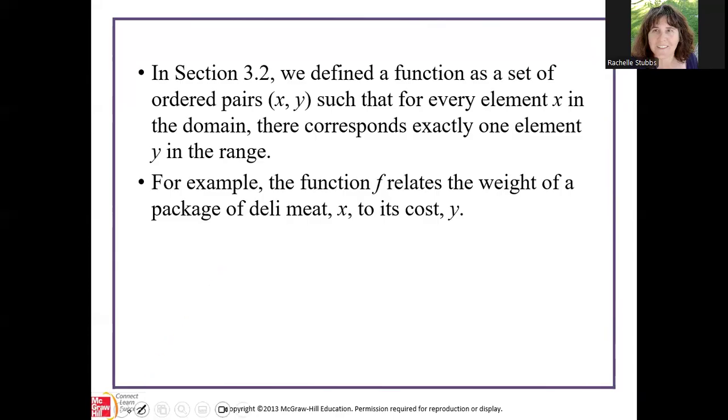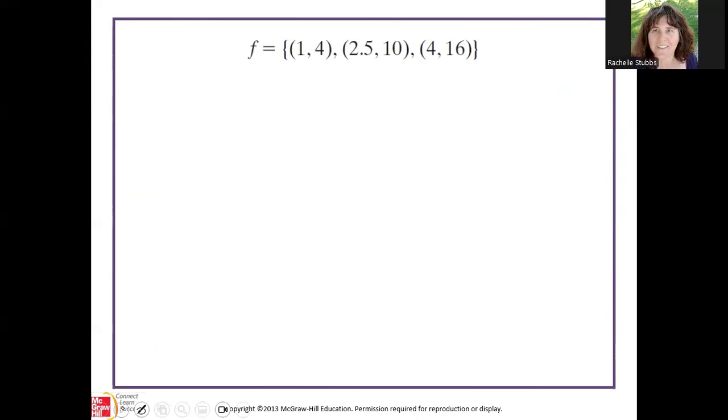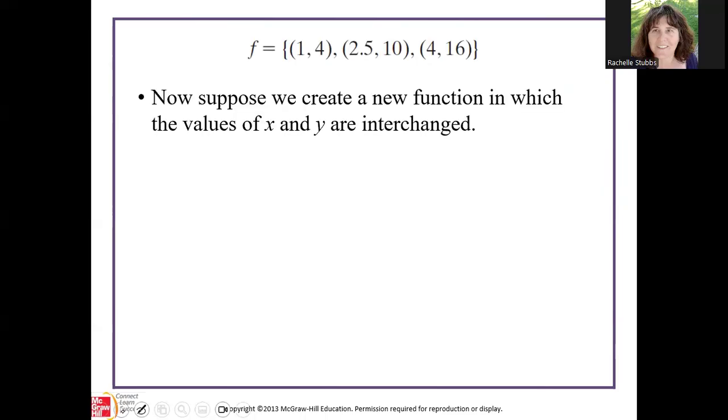We could have the function of deli meat and a weight, x to its cost, the weight of the meat with its cost. If we have 1 pound, it's $4. If we have 2.5 pounds, it's $10. If we have 4 pounds of meat, it's $16. So that's a relationship between the weight of the meat and its cost. That's called a function, and we could graph that.